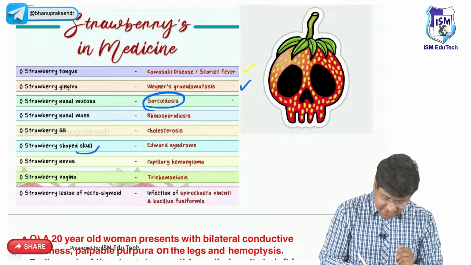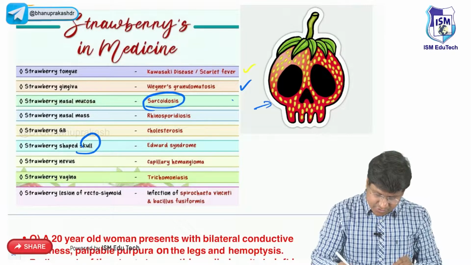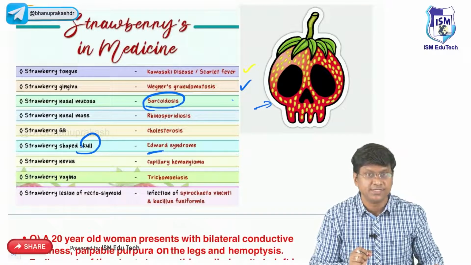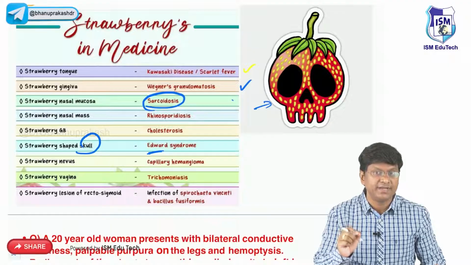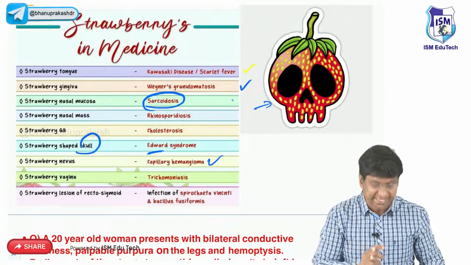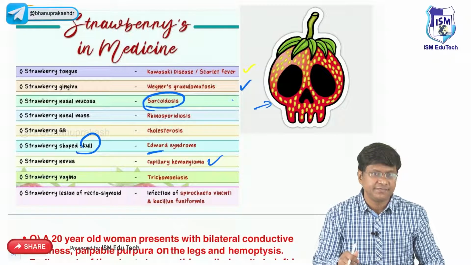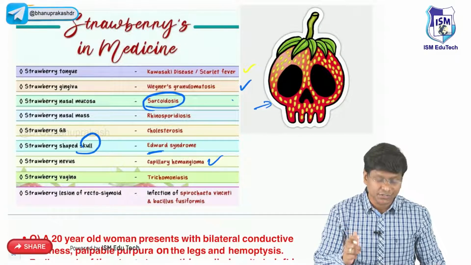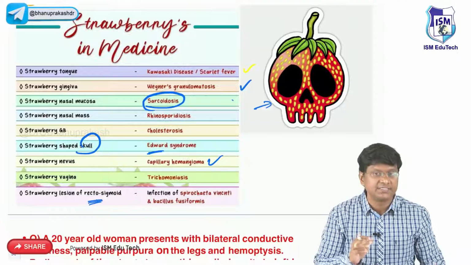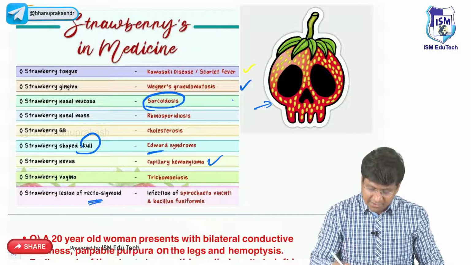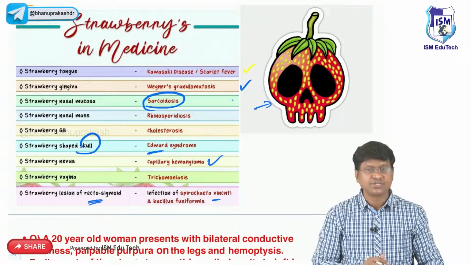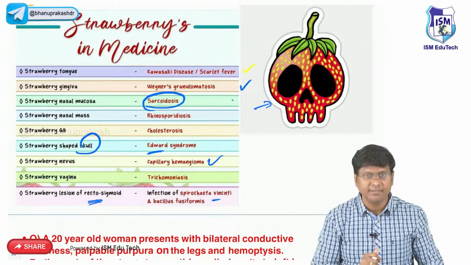But strawberry shaped skull, right? You come across this in case of Edwards syndrome. And the strawberry nevus, that is in case of capillary hemangioma. Strawberry vagina we have just discussed, or strawberry cervix, and strawberry lesion of the rectosigmoid junction, that is seen in infection with spirochetes or bacillus. So these are all the strawberries that we come across in medicine, right?